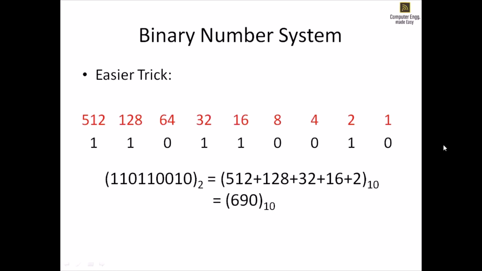Now, if we simply add the weights corresponding to the symbols 1 of the binary number, we will get its decimal equivalent. As in this case, you can see the symbols are 1 corresponding to the positional weights 512, 128, 32, 16, and 2. So we add up these positional weights to get the final decimal equivalent value, which is equal to 690.